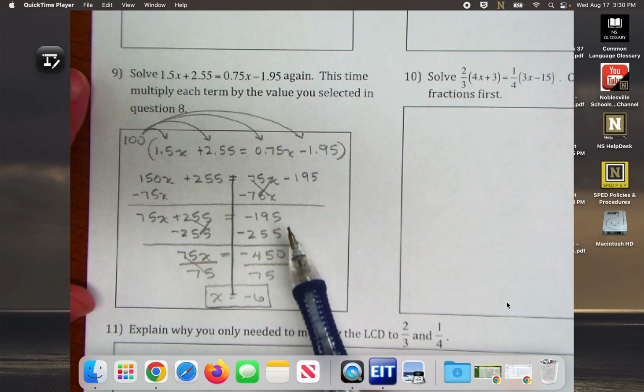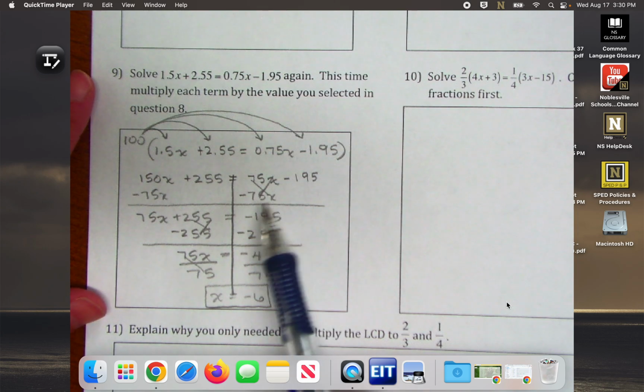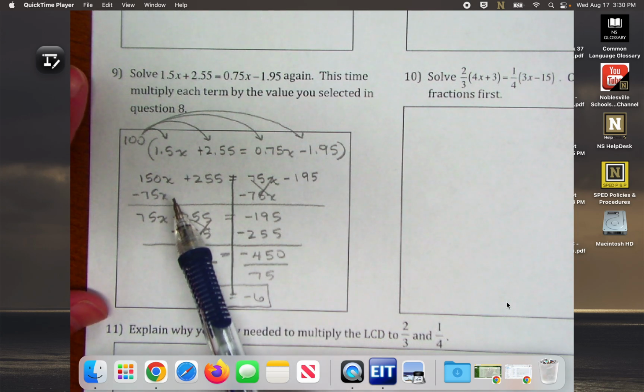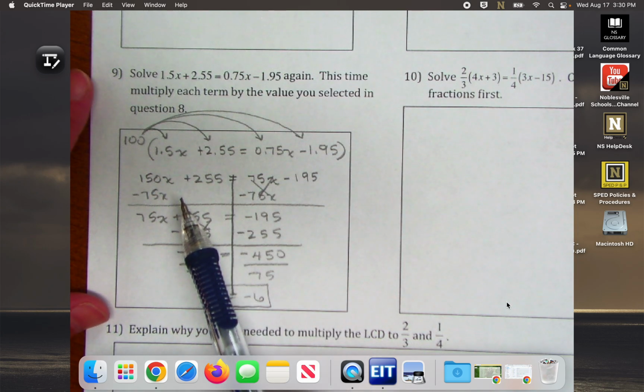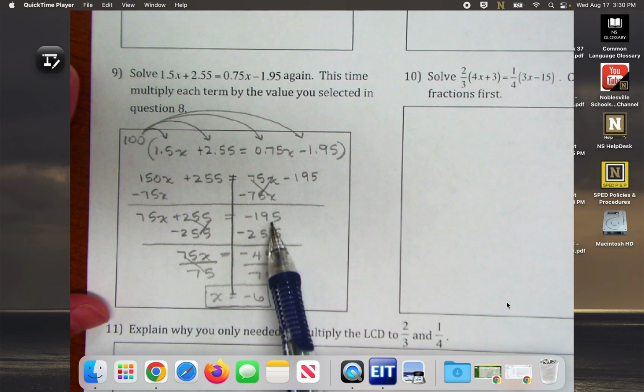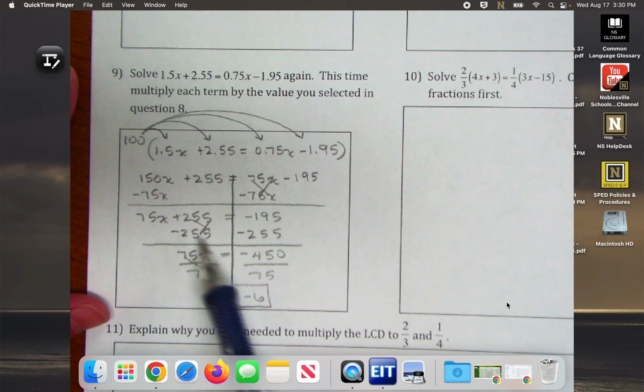Okay, so I subtracted the 75x, and then I was left with 75x plus 255 equals negative 195. Then I subtracted this.